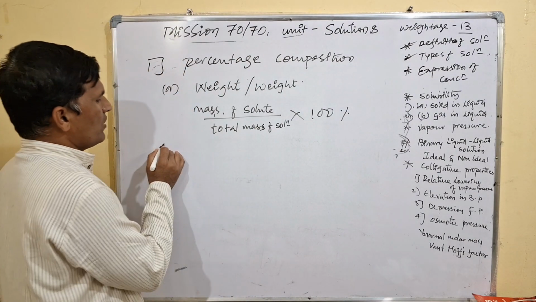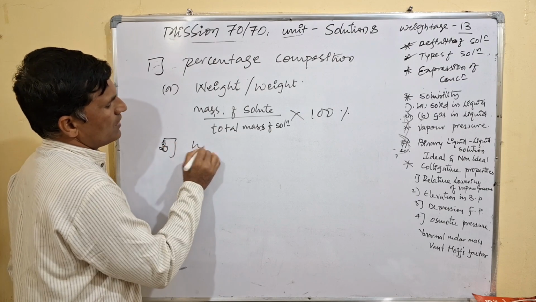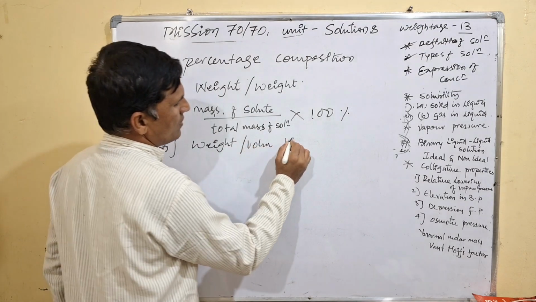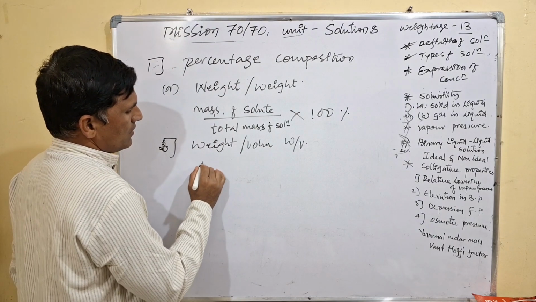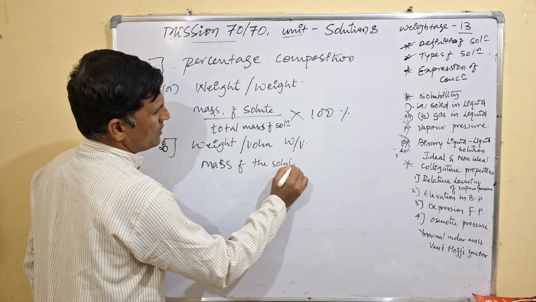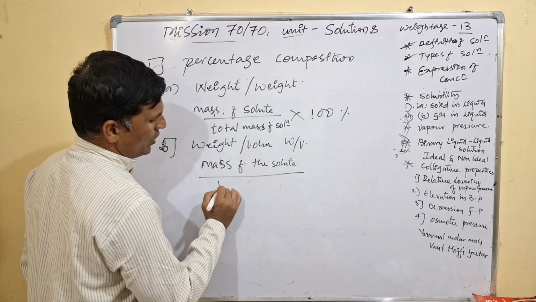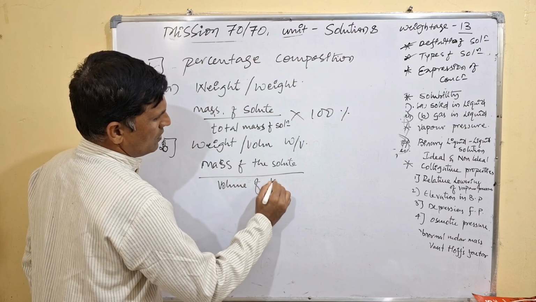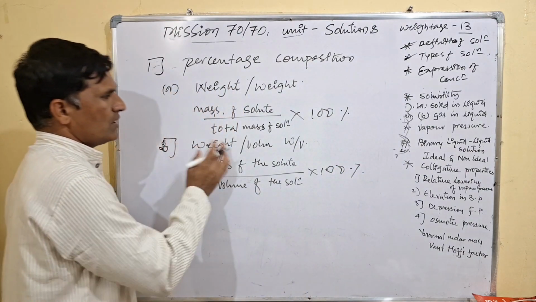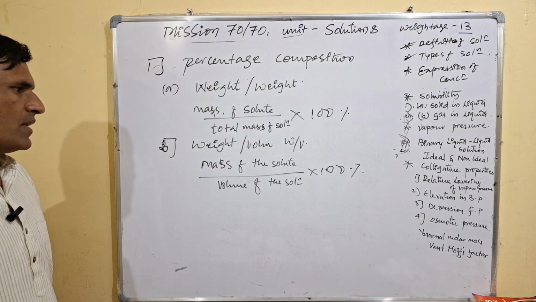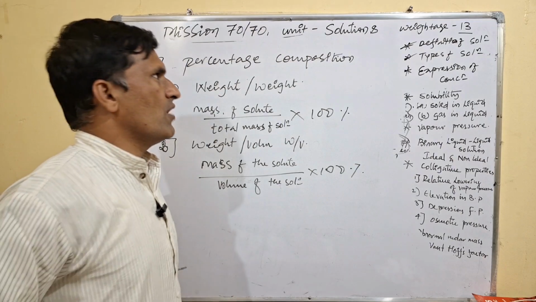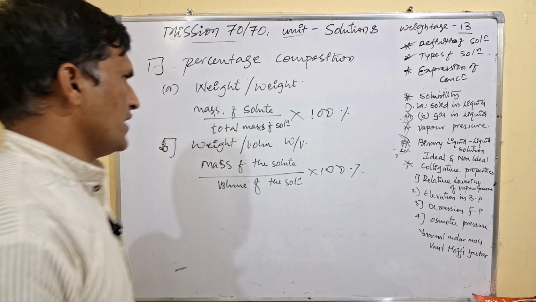Similarly, the second one is weight by volume, also represented as W by V. It is the total mass of the solute to the volume of the solution into 100. How we express the amount of solute present in the given volume of the solution, we call weight by volume per 100. That is the percentage.